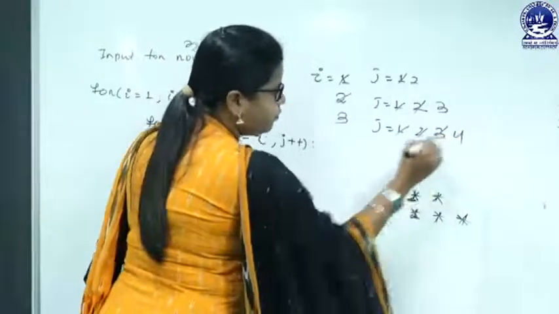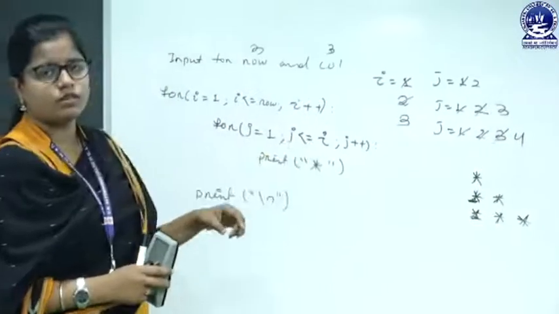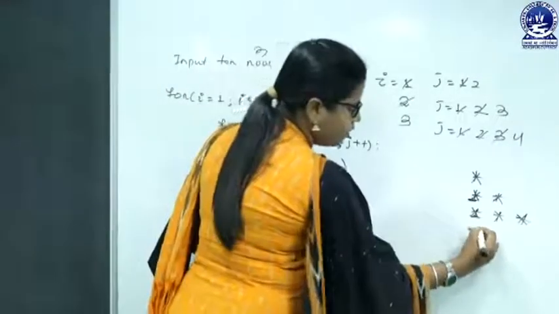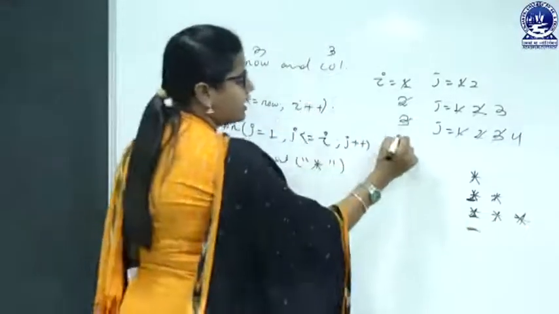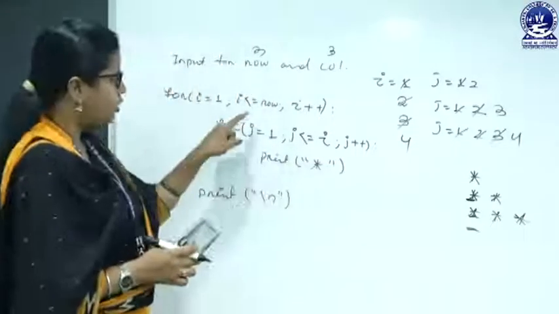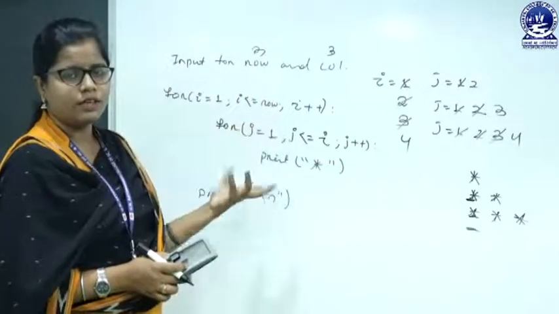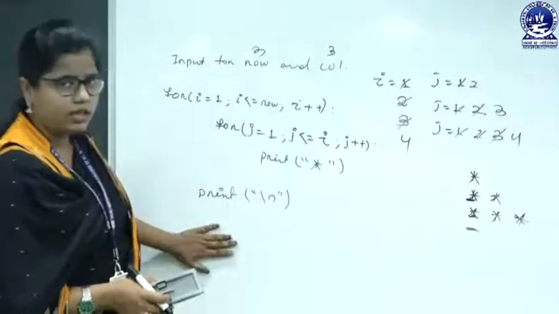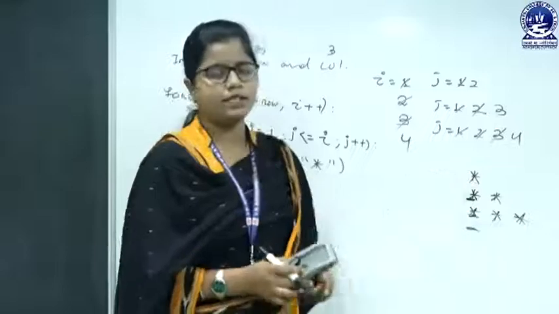Then j value will be 4. 4 less than equals 3, condition false. Then we will go here. We will come to the next line. I value will get modified, that will be 4. 4 less than equals 3, the condition is false. So when this condition is false, we will go to here. Now this pyramid is complete.